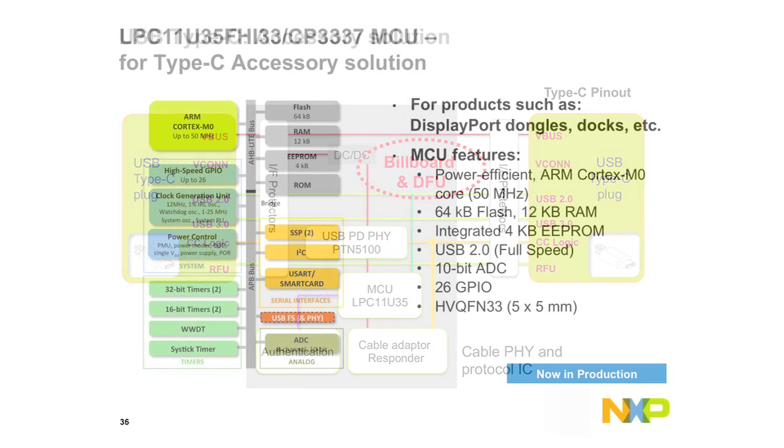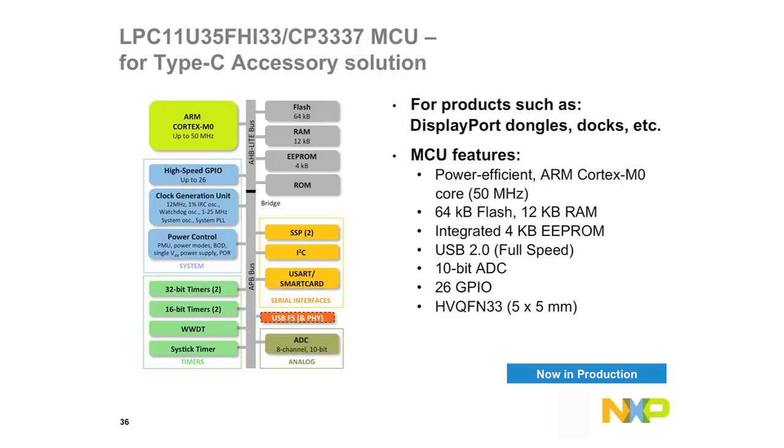So just more specs about the 11U35. It's pretty much like the cousin of the 1115. So still a Cortex-M0, a little bit more RAM, 12K instead of 8K. But really what's important is that it supports USB 2.0 full speed.